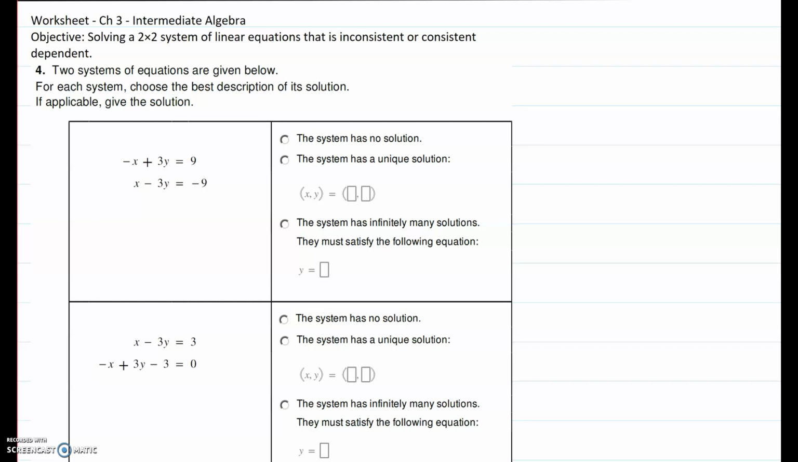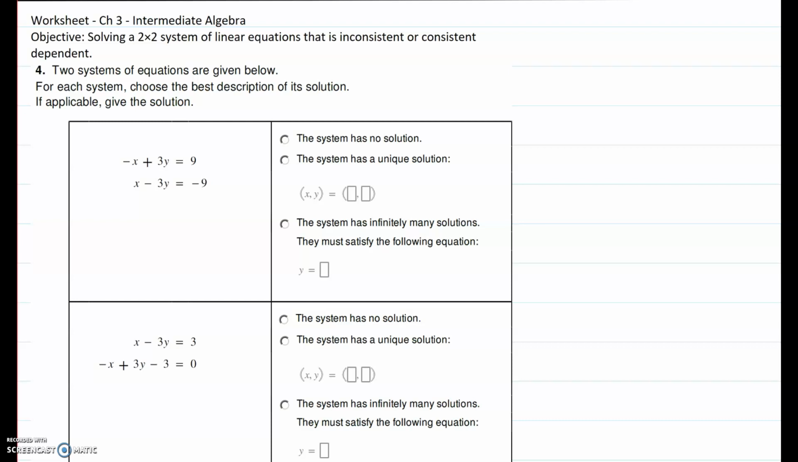Hi, in this video, I will be showing you problem number 4 of the worksheet on chapter 3 for the intermediate algebra class. Objective: solving a 2 by 2 system of linear equations that is inconsistent or consistent dependent. Two systems of equations are given below. For each system, choose the best description of its solution. If applicable, give the solution.